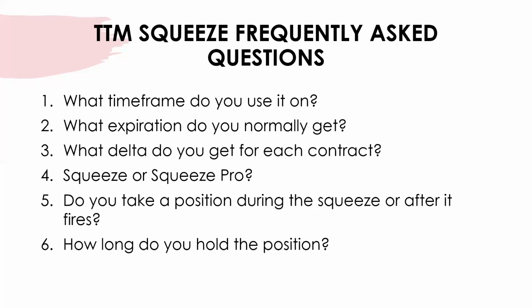The next question, what delta do you get for each contract? John Carter says 70 cents or more is the delta to use for this indicator. So I'm usually getting in the money contracts. If 70 cents delta is too expensive, then I'll get an at the money contract. I do not ever get out of the money or far out of the money. It's usually at the money or in the money contracts when I'm using this indicator.